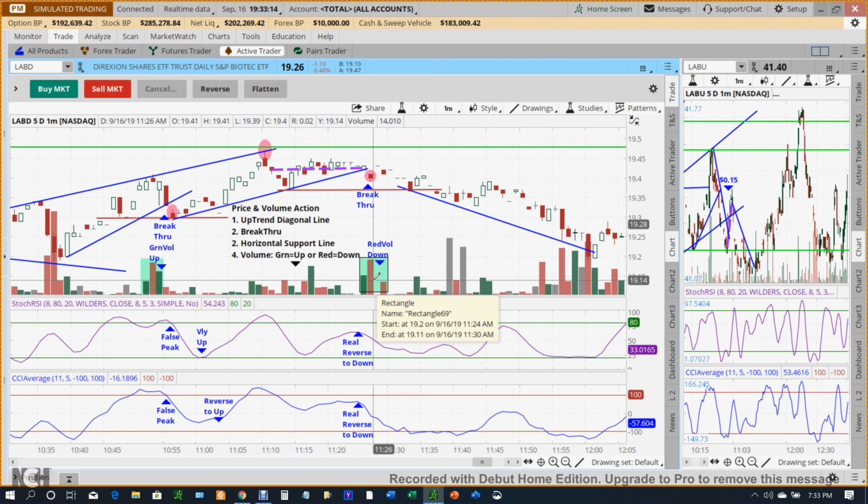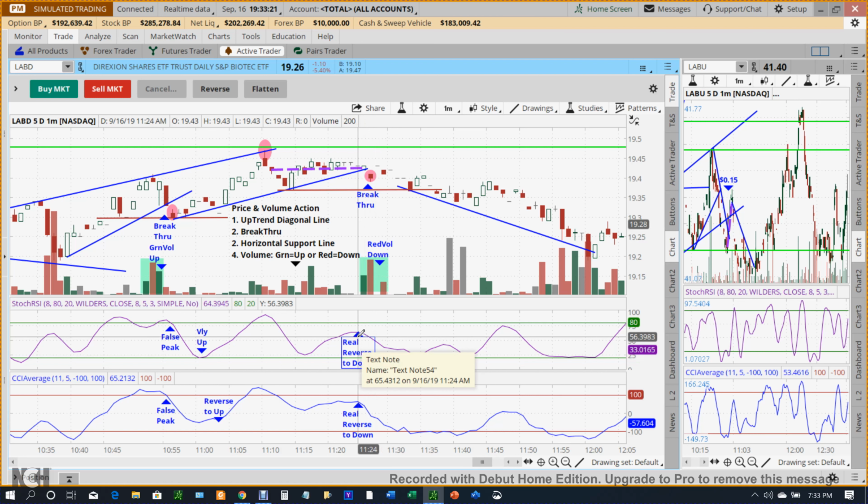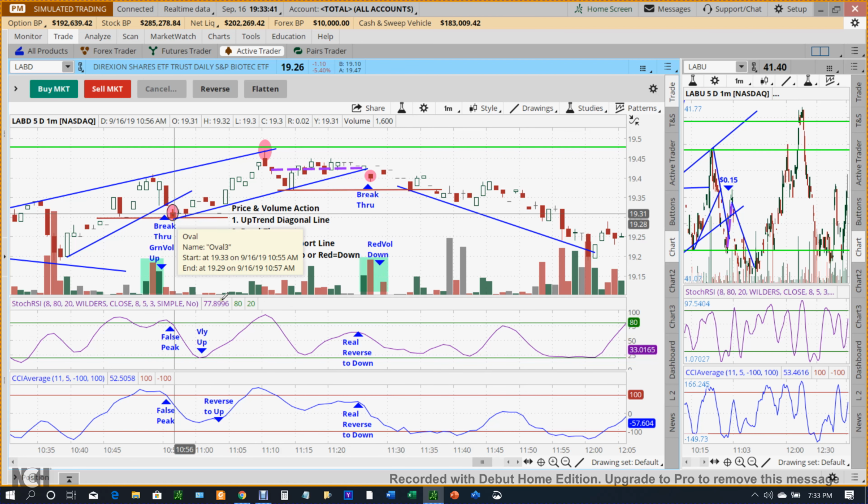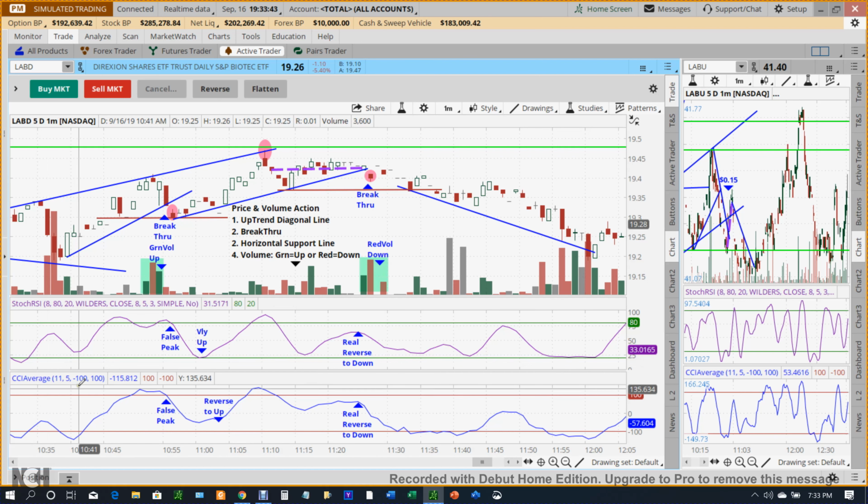So in this case, the Stochastic RSI is kind of on a long down, and this is sort of telling you I'm going down, I'm going down, I'm going down. But I guess what I'm telling you is on these breakthrough deals, you're probably better off ignoring the Stochastic RSI, CCI, and MACDs, and relying totally on the volume action.